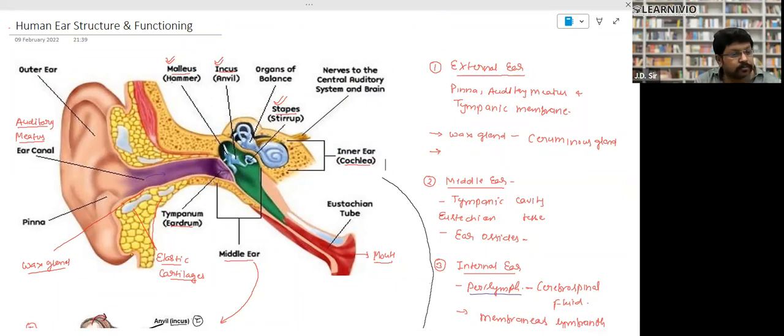So is the mechanism of hearing important? That is not important, but I'll tell you. Mechanism of vision, mechanism of hearing, that is not important. From eye and ear, you will see in the previous year question papers, all the questions are from the anatomical part, the function of those anatomical parts. Mechanism of listening was important, not even vision. Mechanism of listening was important for your board examination. Normally, in the board paper, it is asked as a long answer.